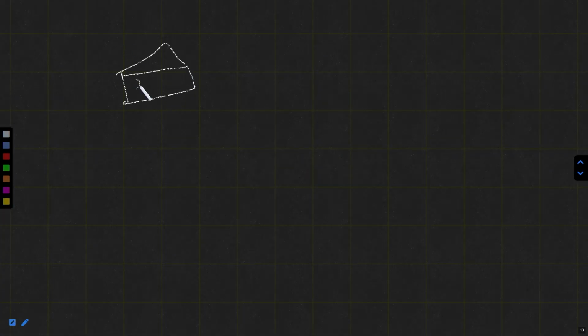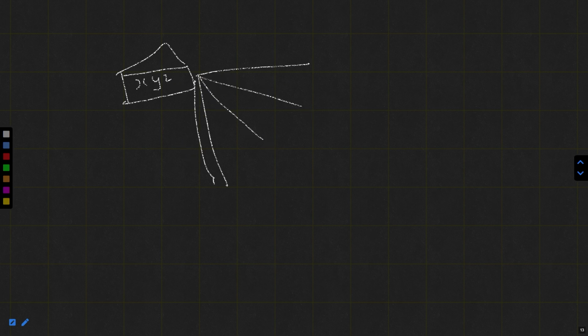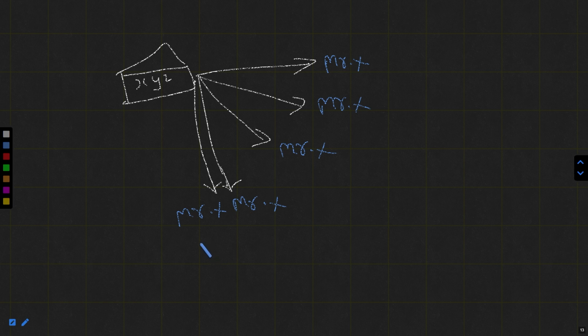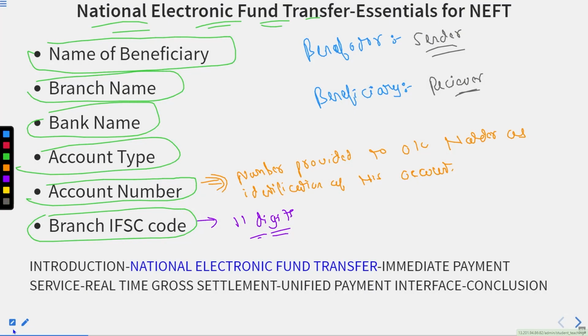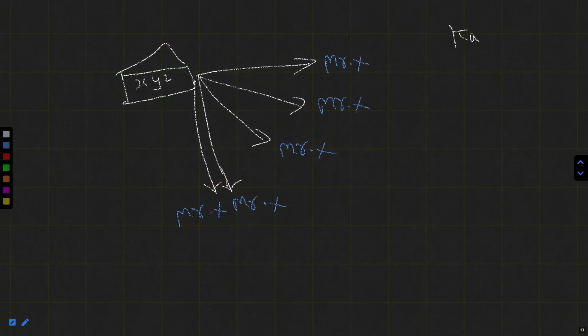For example, suppose this is the bank called XYZ. In XYZ, there are 5 people: Mr. X, Mr. X, Mr. X, Mr. X, and Mr. X. All of these people have the common name Mr. X. This is the situation. If we put it in reality: beneficiary name Mr. X, and they are all in the same branch, Karol Bagh, for example.